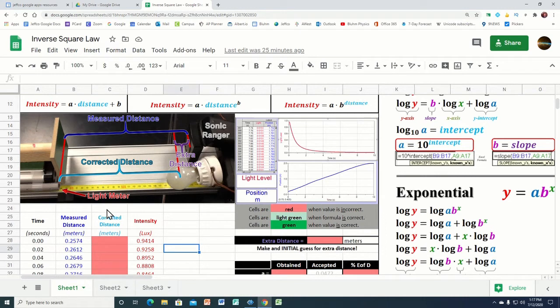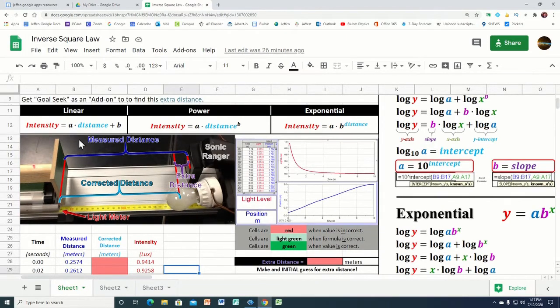And so there's two things I want to accomplish in this lab. One is to find the mathematical equation that relates distance and intensity, but then I also want to introduce a new technique of dealing with errors in our data. So the first thing is to find the equation.